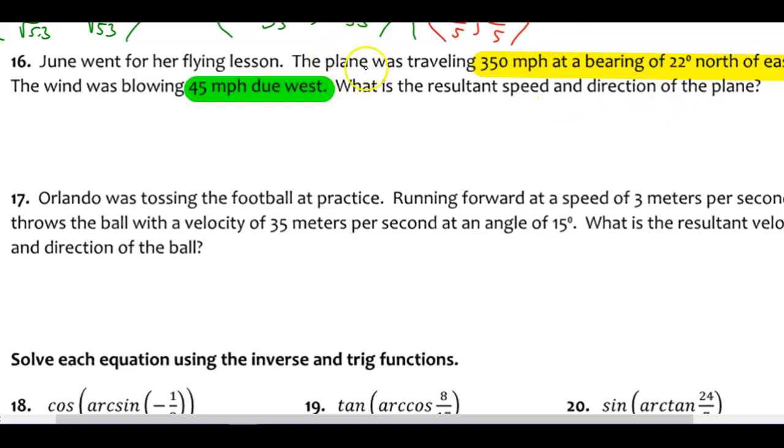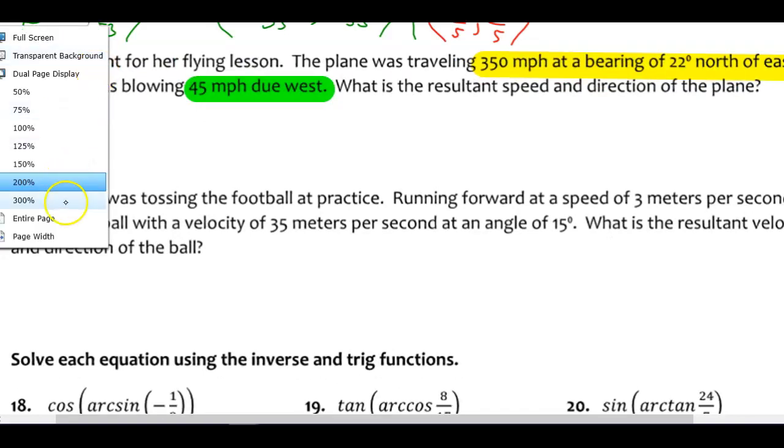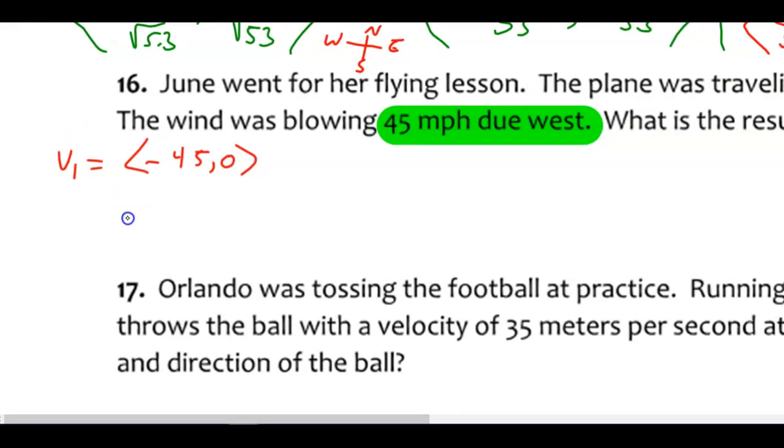All right, cool. So we can make 2 components right here. How we start that is, the first vector given to us is the simplest one, 45 miles due west. So if you think about a compass real quick, you have north, east, south, west. So west, if it's blowing this way, that's a negative. So negative 45, 0. It's going to be our first vector right here. So I'm going to call this one V, vector V.